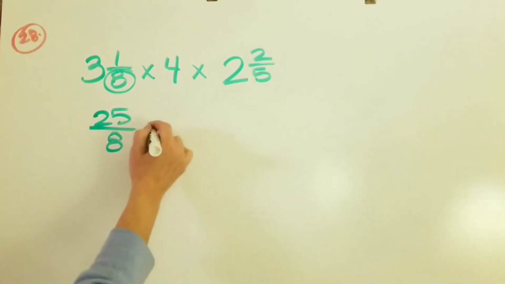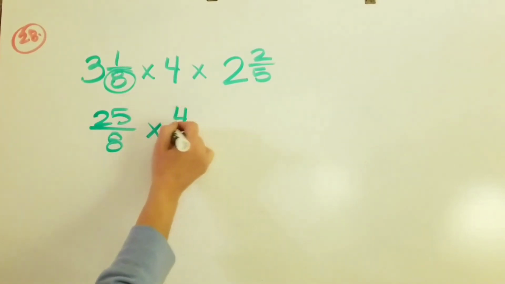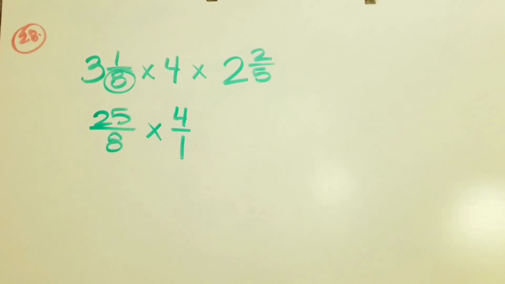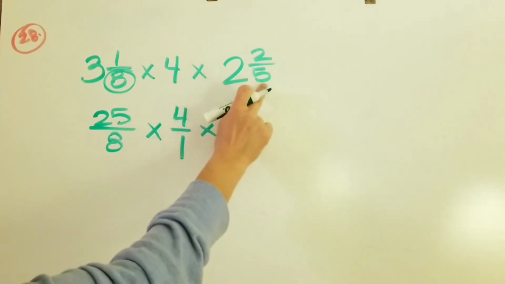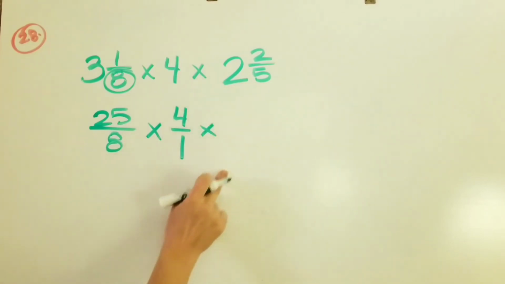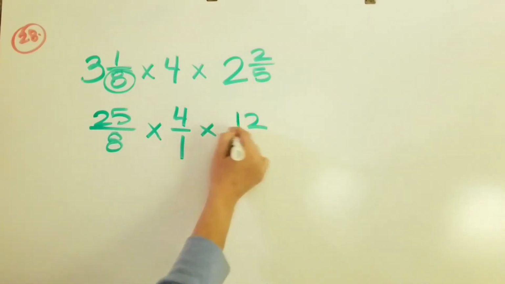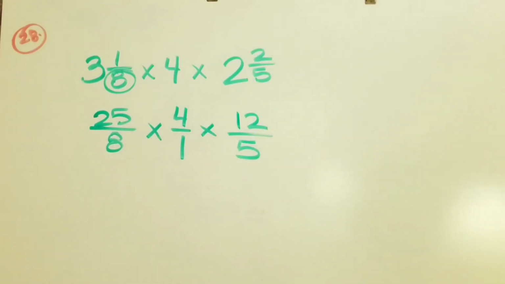Okay, and then we're going to have times 4, or 4 over 1, times our whole number of 2 times our denominator is 2 times 5 is 10, plus 2 is 12. Now, that's all I'm going to give you. And I'm going to have you guys work on that for a minute, okay? I'm going to throw out some hints though.